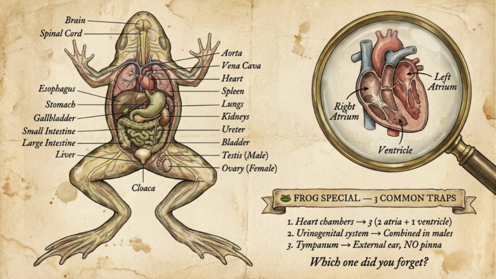1. 3 chambers, 2 atria and 1 ventricle. 2. The male frog has a combined urinogenital system. The same duct serves both functions. 3. The tympanum is the external ear, but the frog has no pinna. These 3 facts are NEET favorites. If you got all 3, you are locked in.